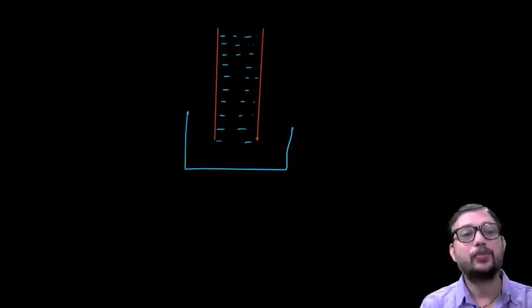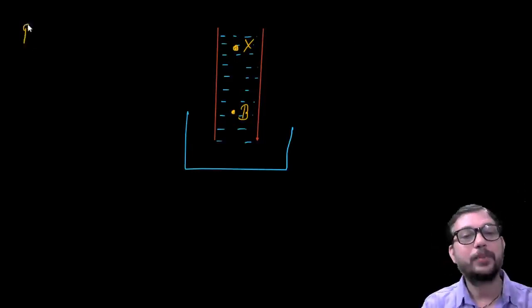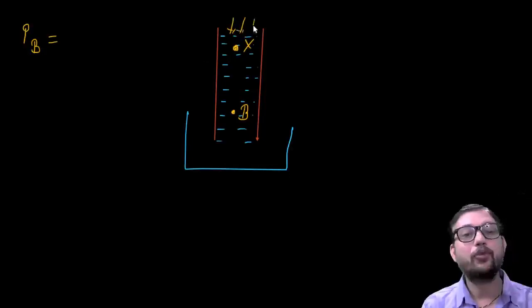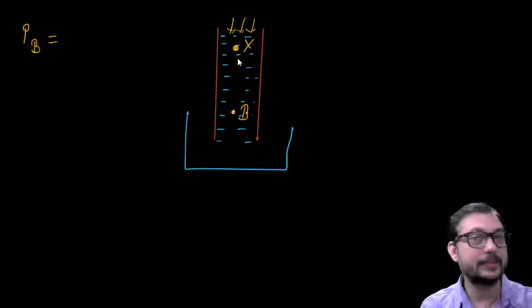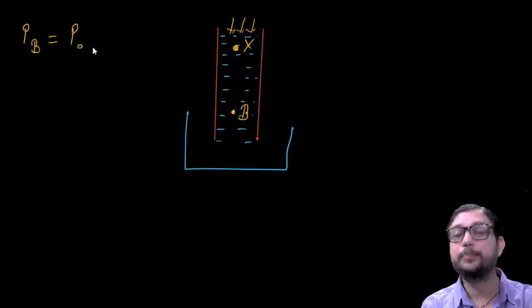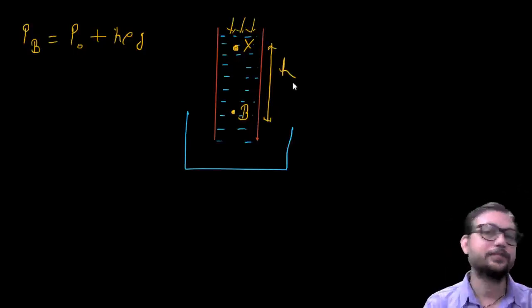So if we take 2 points here, let that be your point X, and that be your point B, then we can simply write down that the pressure at point B will be equal to the sum of atmospheric pressure, because the point X is just below the atmospheric pressure. So we have atmospheric pressure P naught plus the pressure H rho G, if the length between these 2 points is H. So I hope that up to here each and everything is clear.